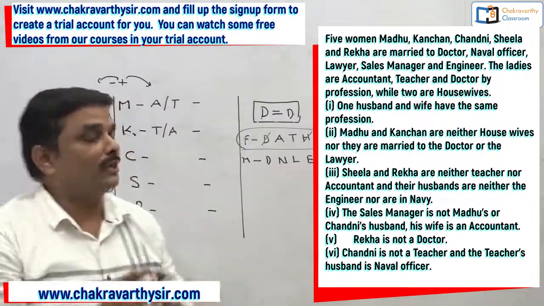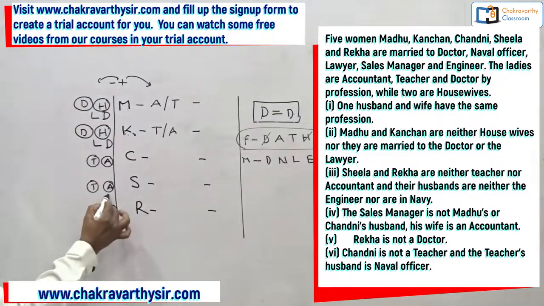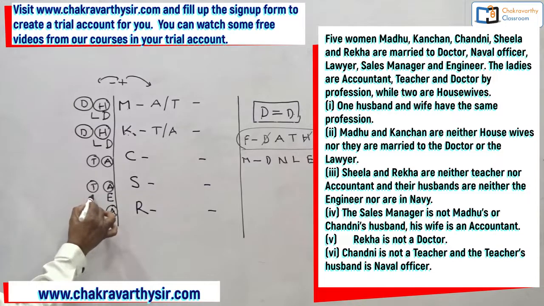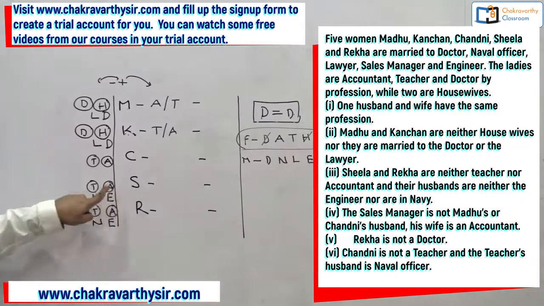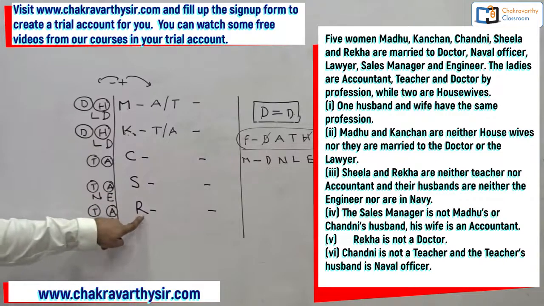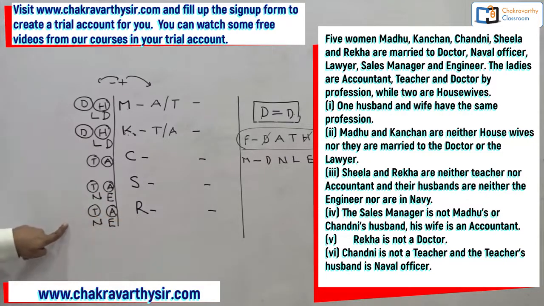This is the new information. So for these two, not an engineer, not a naval officer. What's the meaning of this one here? Sheila, not an accountant, not a teacher. Her husband is not an engineer, not a naval officer. That is same with the other person here.